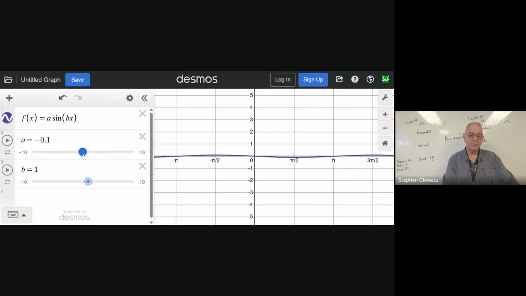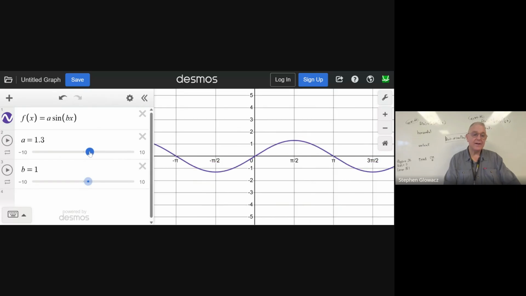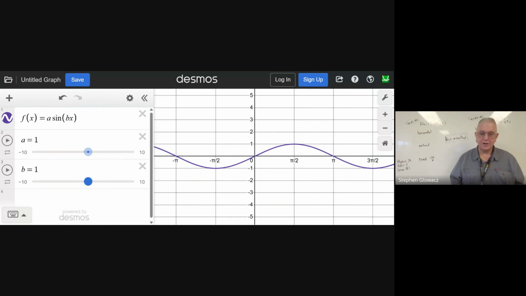So now let's reset that. Real quick, let's also talk about a vertical compression. Now notice that a is 0.5, and that squished the graph. Notice it no longer goes up to 1. It only goes up to 0.5, or a half, and down to negative 1/2, or negative 0.5. Now, let's reset that. And now let's talk about the horizontal stretch and compression.